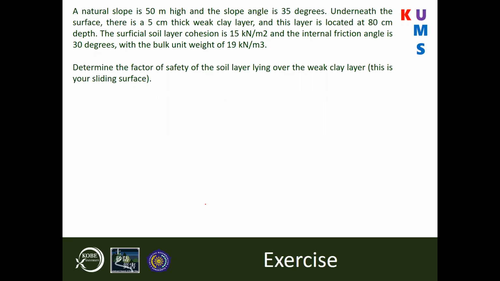So H, 80 centimeter. The surficial soil layer cohesion is 50 kilonewton per square meter, sorry, this should be a square here, and the internal friction angle is 30 degrees with the bulk unit weight of 19 kilonewton per cubic meter. I want you to calculate the factor of safety for the soil layer lying over the weak clay. So you have this weak clay layer. I want you to calculate the factor of safety for the material which is on top.